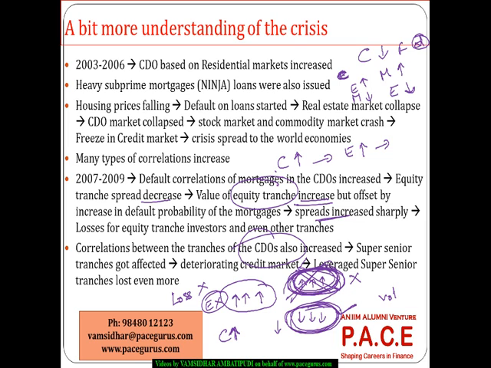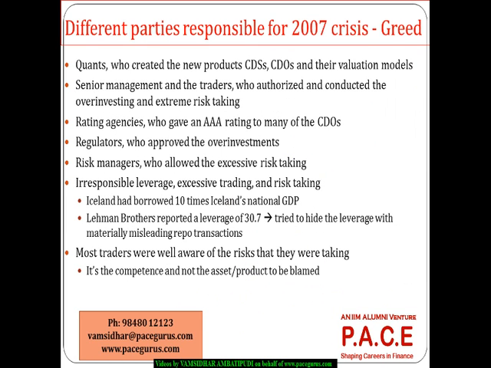So as a whole, it is clearly telling us that if correlations are changing, especially in a crisis, we see this kind of huge losses being piled up on the investors. And just to understand who the different parties responsible for this are, there are different dimensions. One, the quantitative experts who created the new products. The management and the traders who authorized and conducted the over-investing and extreme risk taking without putting any kind of limits.